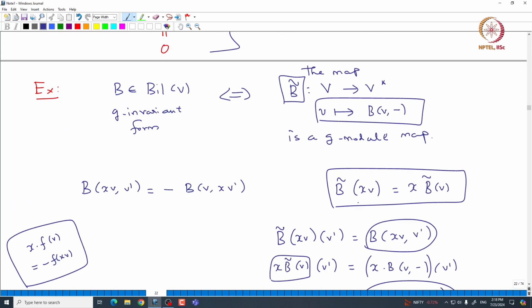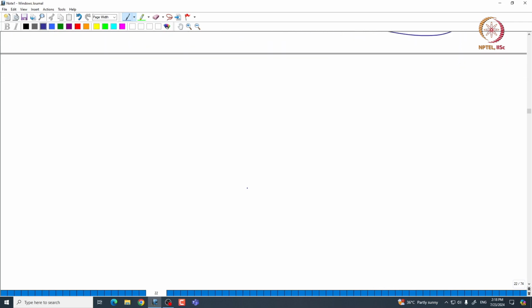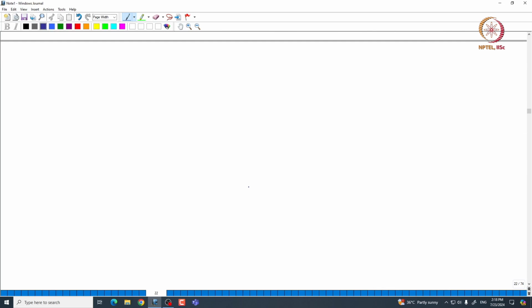So that is why whenever B is a G-invariant form, then B tilde becomes a G-module map. It is if and only if. This is actually a very important observation, and we will use it repeatedly. Now we can go back to the general bilinear forms.